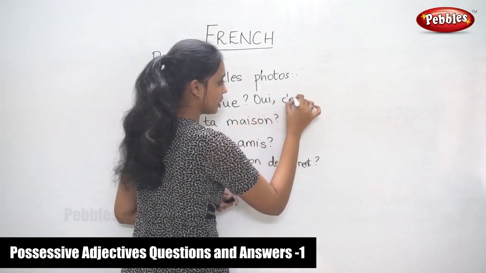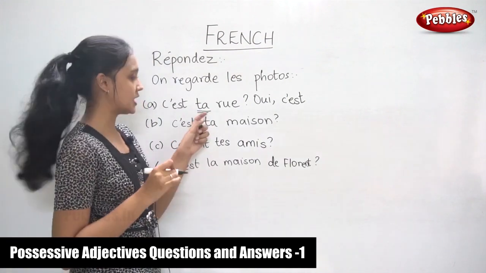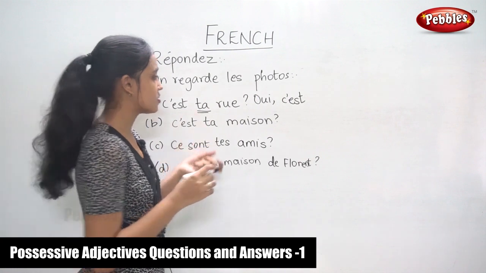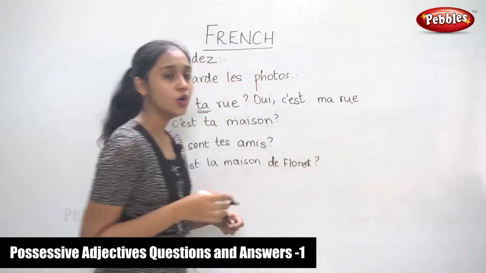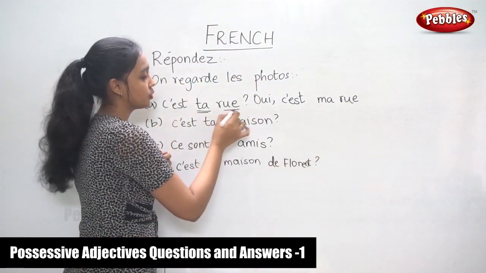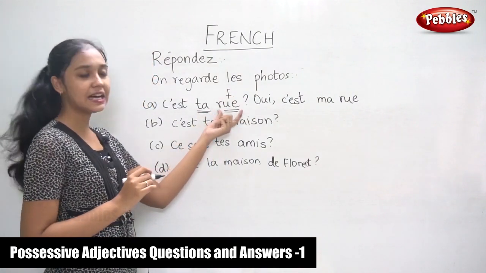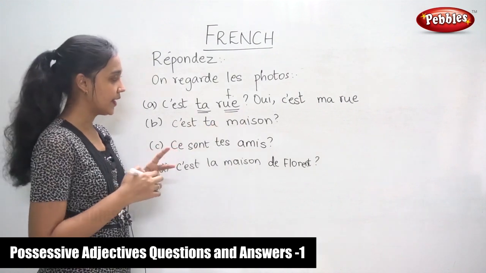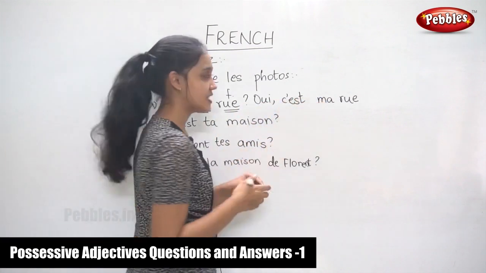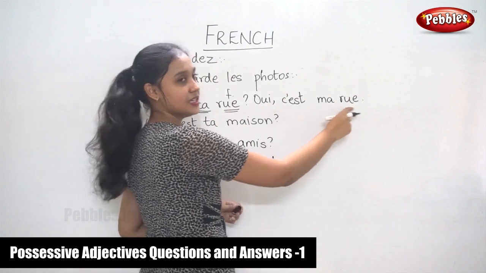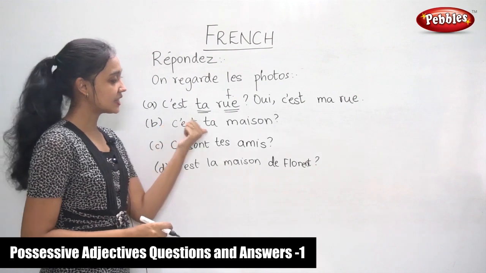C'est. Now, when you are answering, ta is the second person singular. It becomes first person. So, c'est ta becomes ma rue. Now, why do we use ta here? Because rue is feminine. So, did you get the concept? You just have to see the noun. And here, since the question is in the second person, you will answer in the first person. Yes, it is my street. Oui, c'est ma rue.